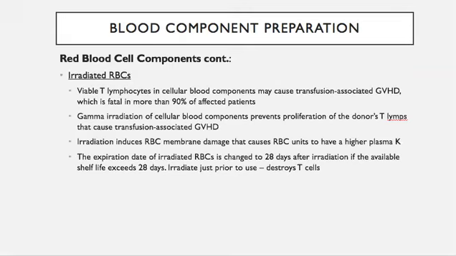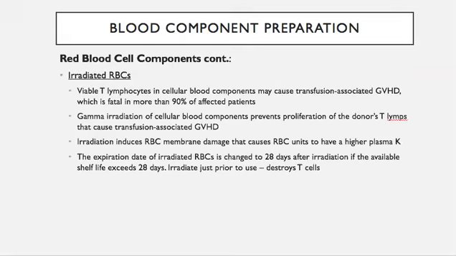Okay, irradiated red cells, which we mentioned briefly earlier. So you've got viable T-lymphs in cellular blood components that can cause transfusion-associated graft versus host disease, which is fatal in more than 90% of affected patients.